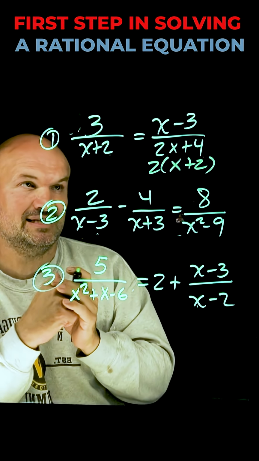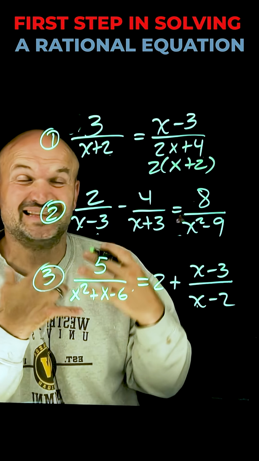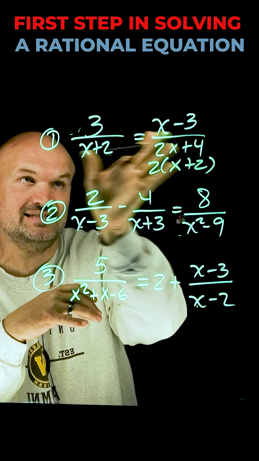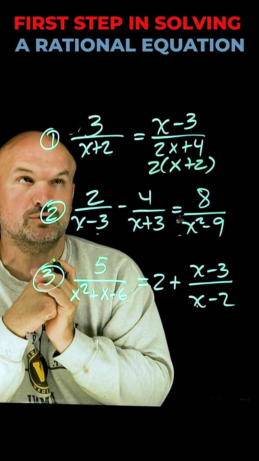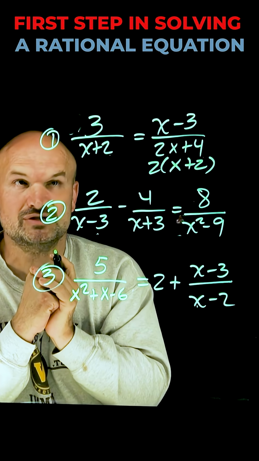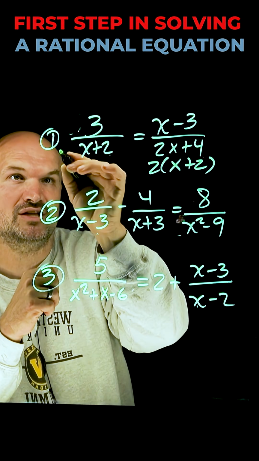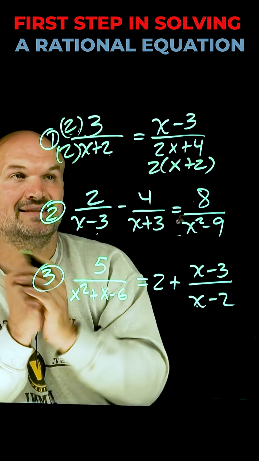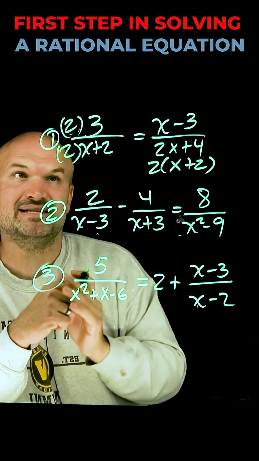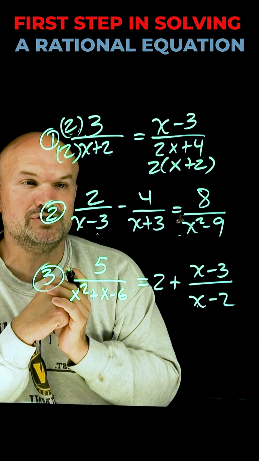Now, on an equation like this, I want to ask, what do I need to do to get the denominators to be the same? Because if I can get the denominators to all be the same on my rational equation, I can just set my numerators equal to each other and solve. This one's pretty basic. All I simply need to do is multiply by 2 on the top and bottom. Now I can divide up my denominators and just set my numerators equal to each other and solve.